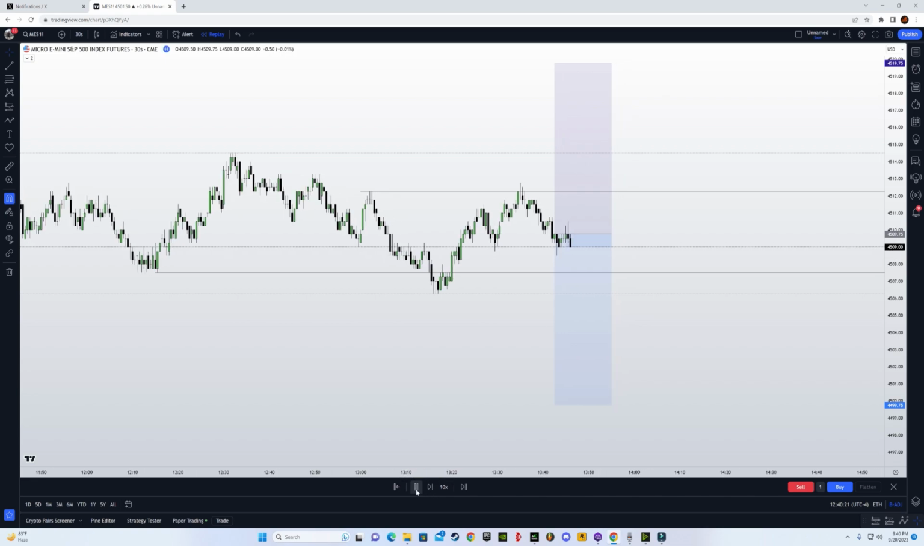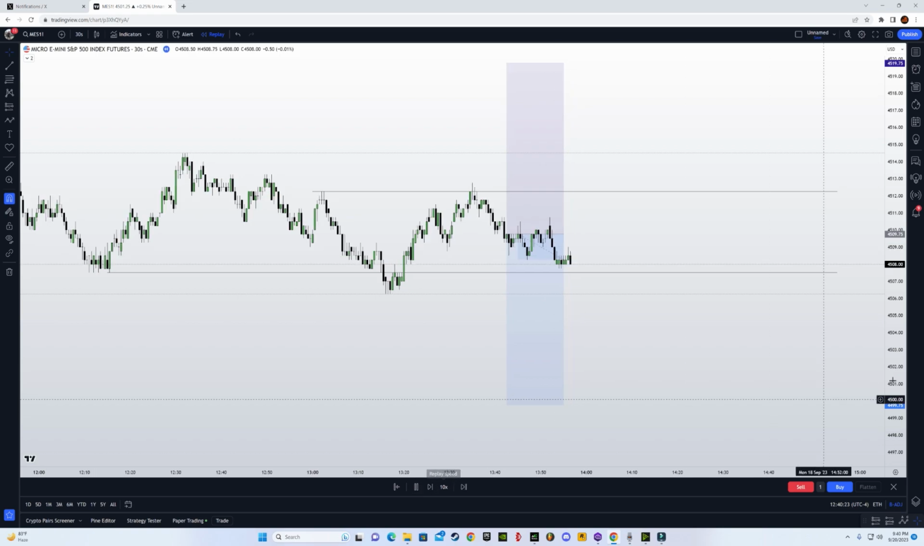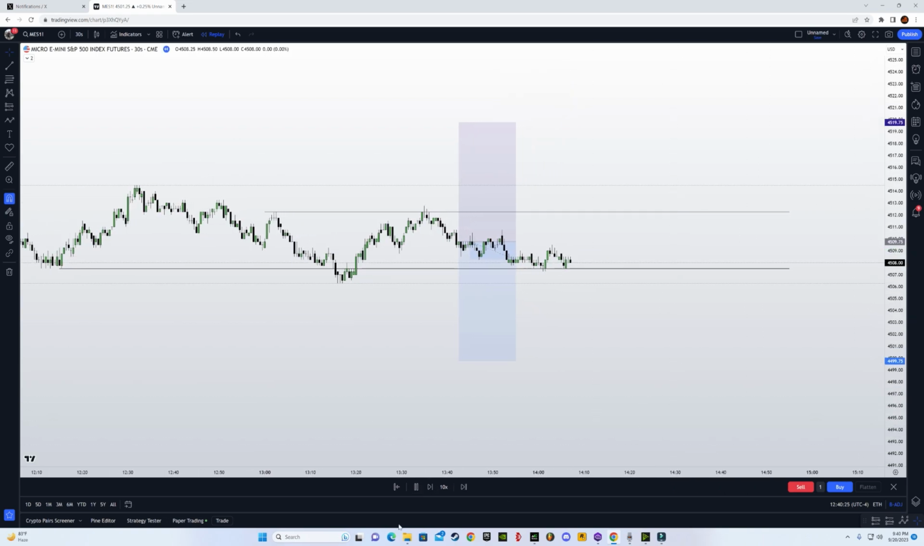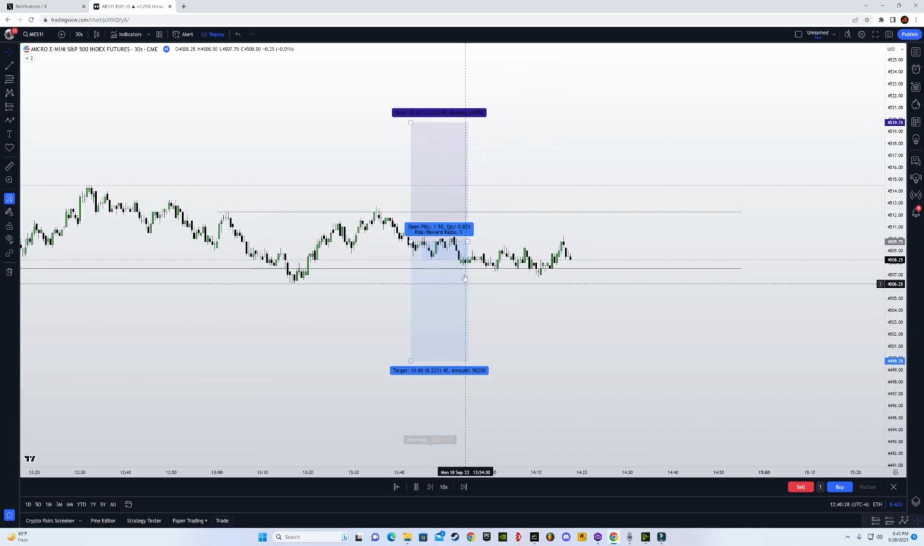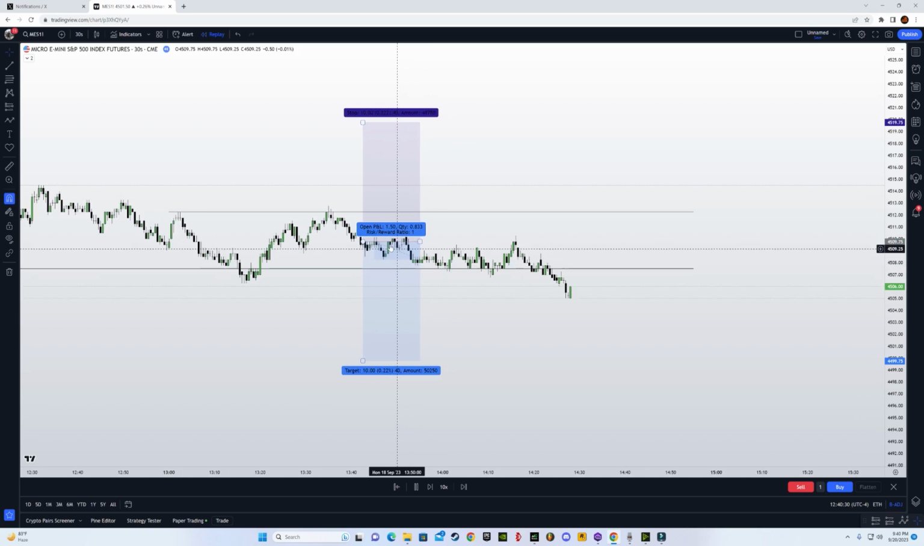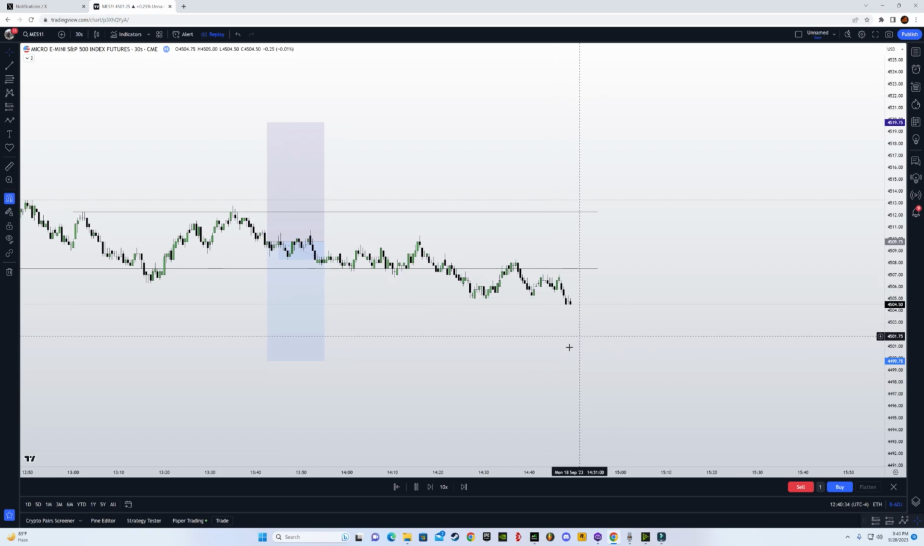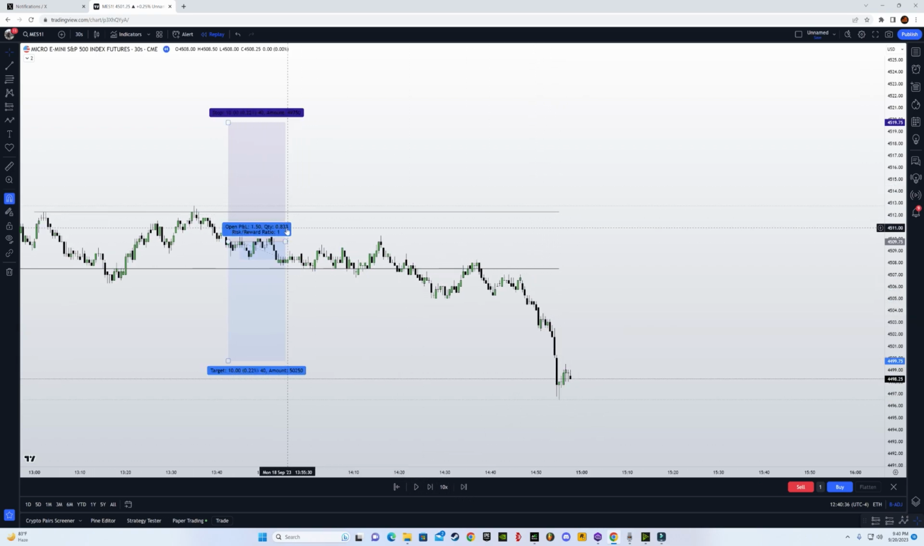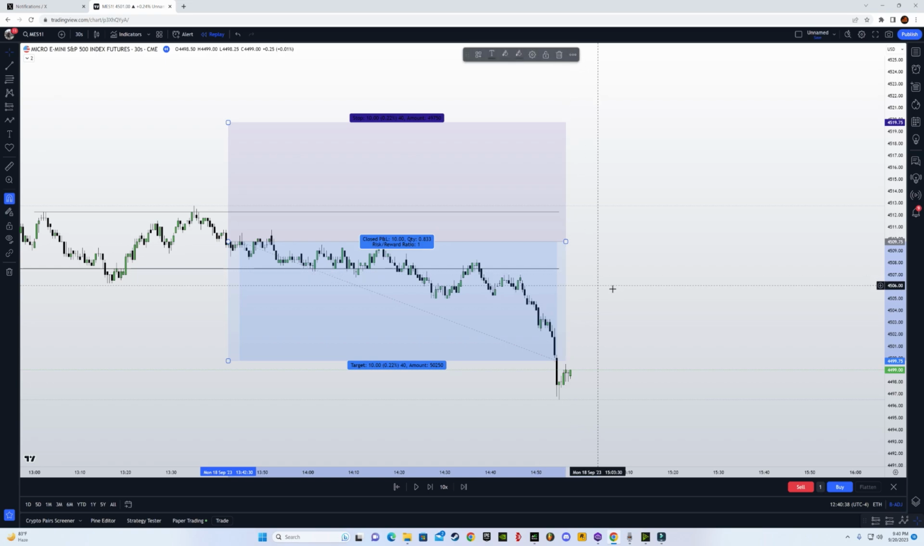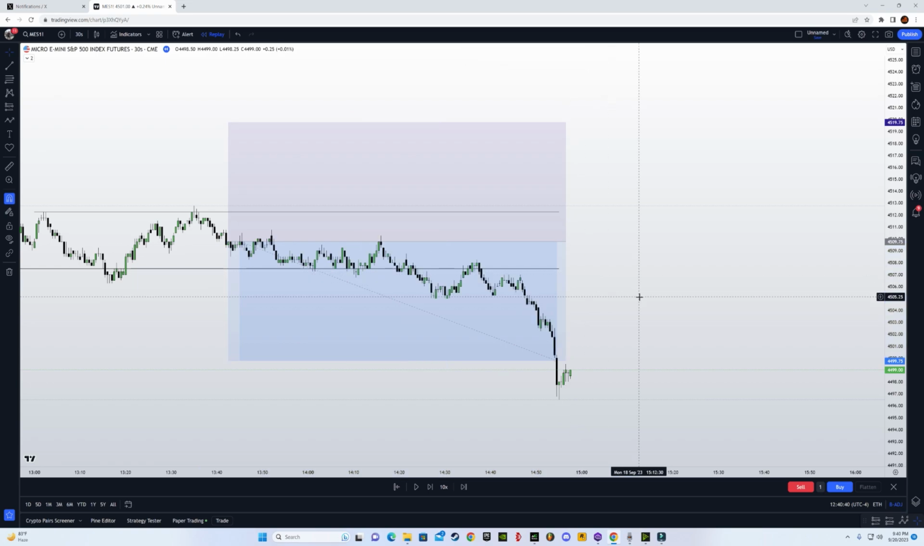So we got a tap into our fair value gap, and let's see how this plays out. Remember, we took this during the PM session, so make sure that you're taking your trades during kill zone timings. And that is right there, your take profit level hit. Let's move on to the next example.